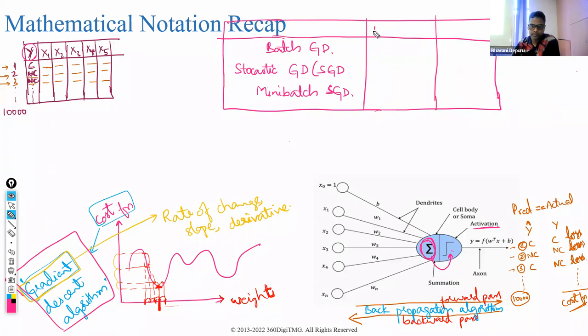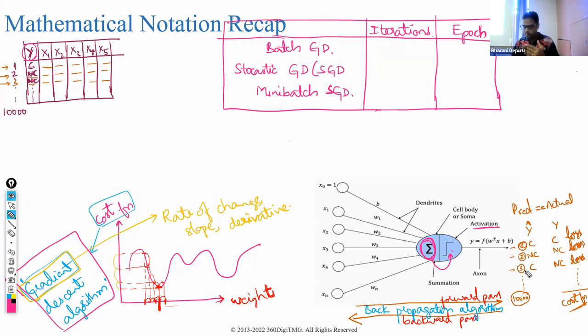And then you have iterations and epochs. So let's understand more about this. What do you mean by batch gradient descent? Batch gradient descent means in your training data, if you have 10,000 observations, pass each and every row or observation through your network, get the predicted values of all those 10,000, and get the actual values of all the 10,000.